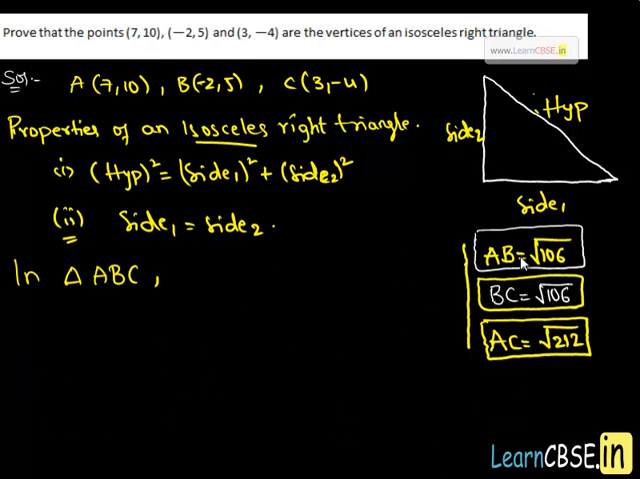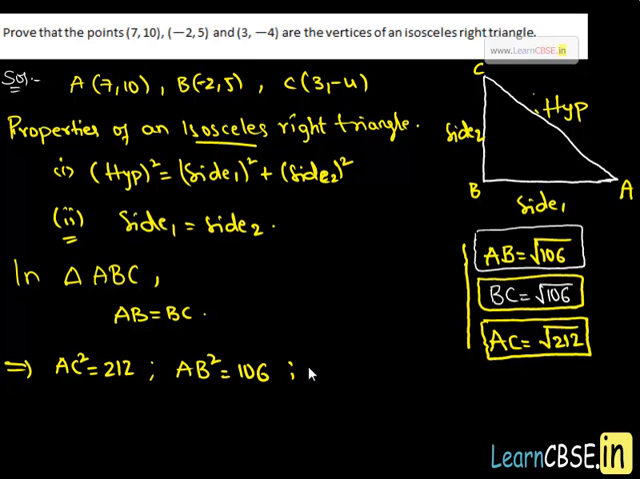Therefore, two sides are equal, that is AB is equal to BC, and AC is greater than the two sides. Then our hypotenuse becomes AC. In this triangle ABC, we have side AB equal to BC. Let us find the hypotenuse square, which is AC whole square, is 212. And we have the squares of the other two sides, that is AB square is 106 and BC square is 106.